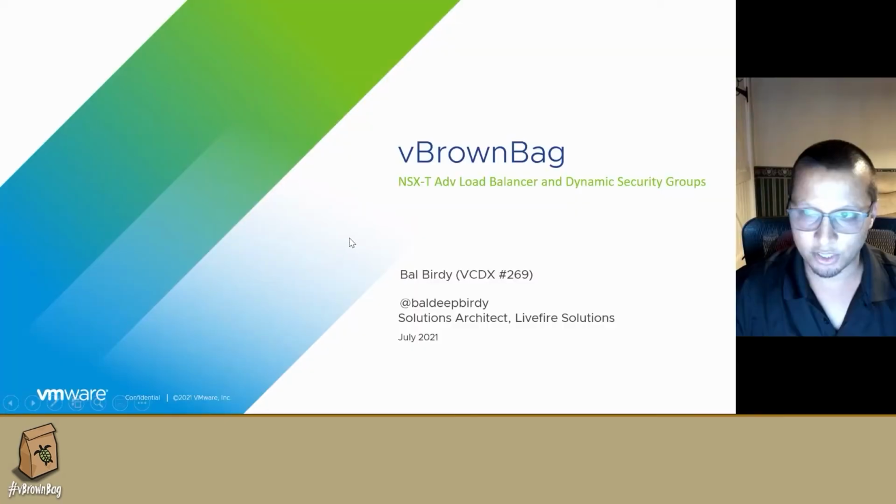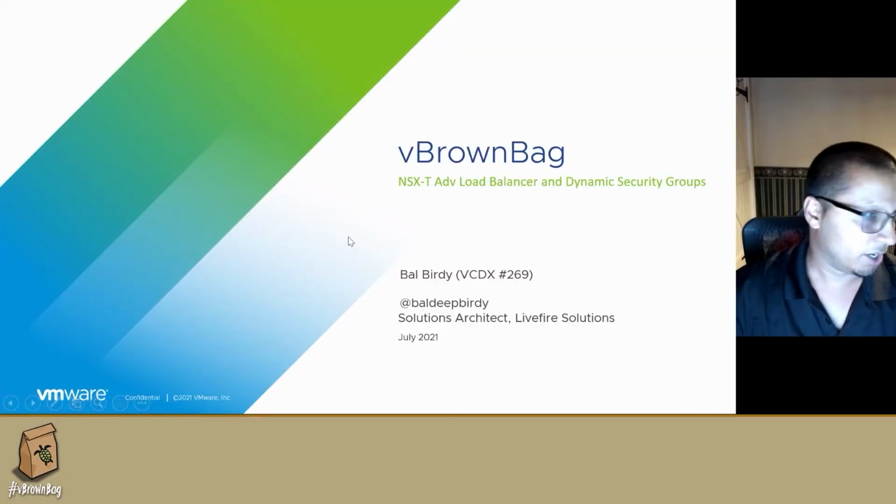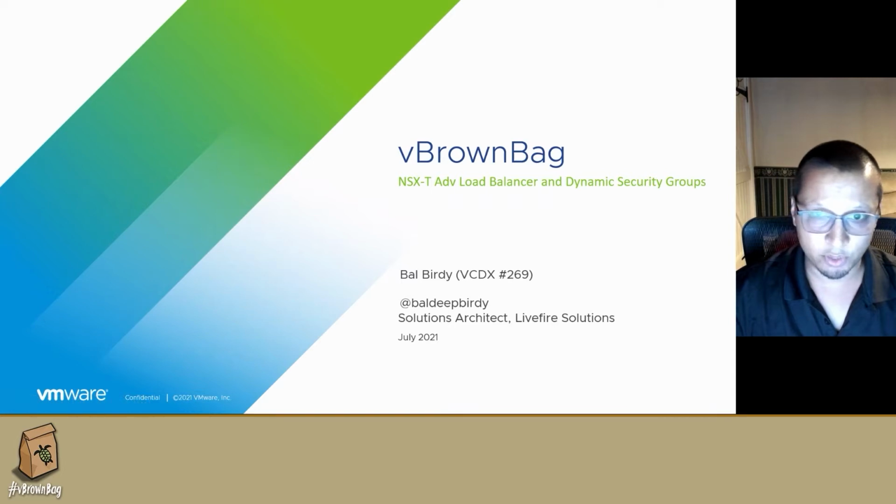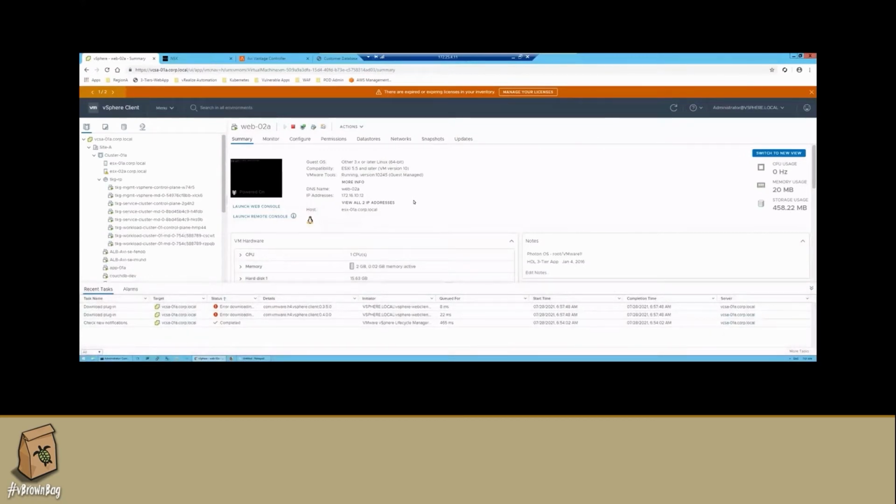And in this session, we're going to have a look at the NSX-T Advanced Load Balancer and integration with dynamic security groups. So we're going to go straight into demo. So I'm going to move to my demo now. Scenario: we're going to look at how we can leverage the NSX-T Advanced Load Balancer, formerly AVI, with our hybrid cloud environment. So let's look at the environment as it is today.